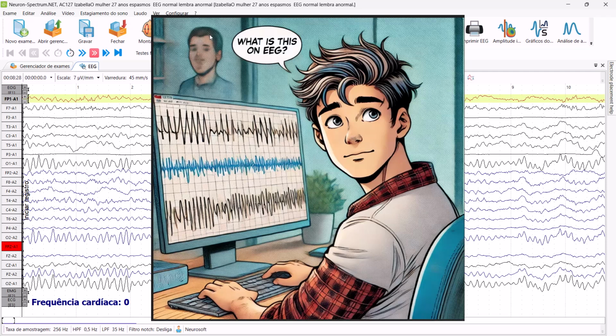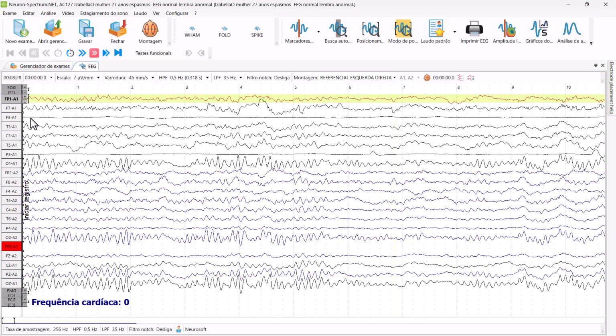Hi everyone, this one is short. This is a normal EEG with artifacts. This exam here has important artifacts that can interfere with the exam.